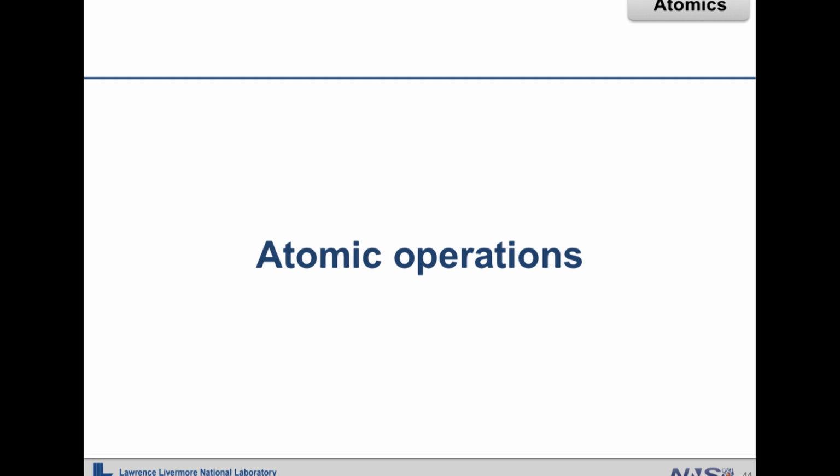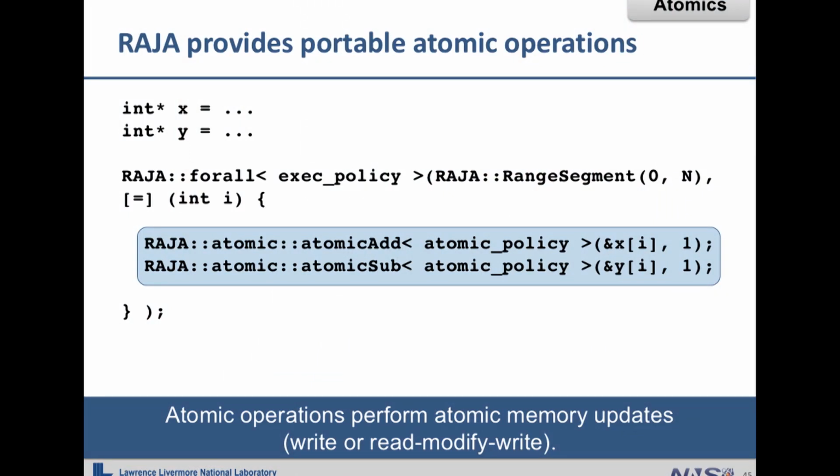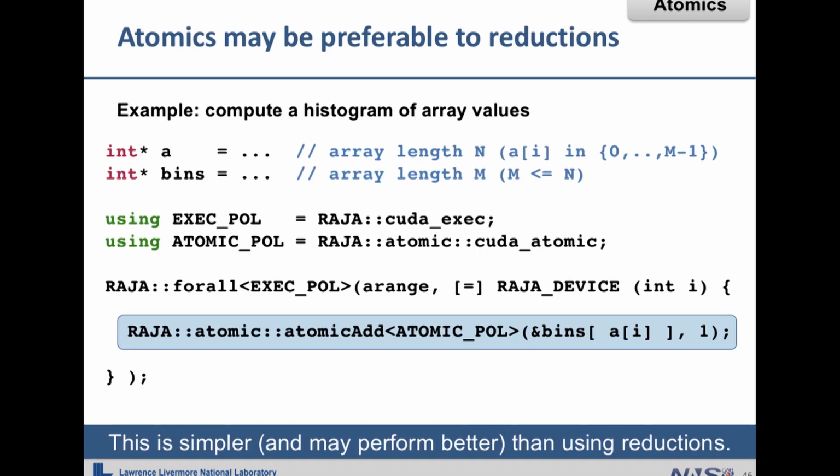But so the next construct I'm going to go over is the atomic operations. So these are just portable atomic operations that let you perform an atomic memory update, so a write or a read, modify, and write. And in some cases, they can be preferable to using a reduction. They can be easier, and they can be higher performance. So this is just doing a histogram. Again, like all of these examples, this is inside the repo in that examples directory if you want to take a look at the full code. But for this, it's just computing a histogram, and for each value in the A array, you can just atomically update the count for each bin in your histogram.